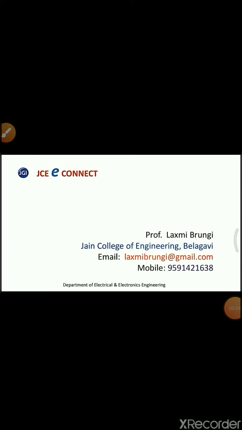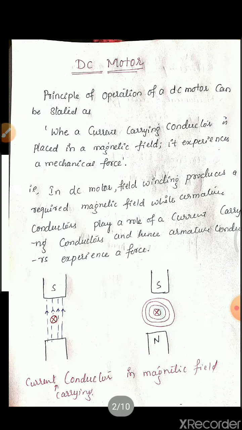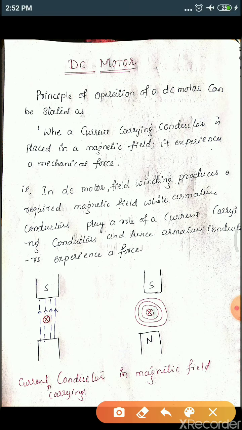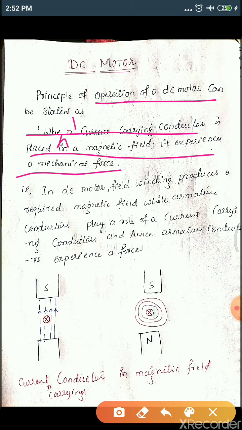We'll discuss today the topic in the fourth module. Next topic is the DC motor. We'll see today the principle of operation of it. The principle of operation of a DC motor can be stated like this: when a current carrying conductor is placed in a magnetic field, it experiences a mechanical force. This is the principle of operation of a DC motor.